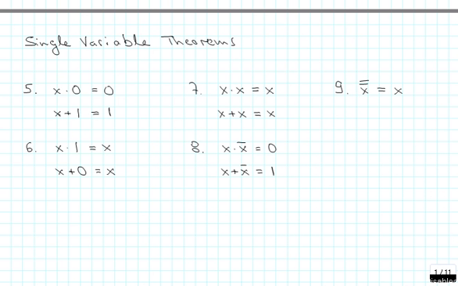From the axioms, we can derive the single variable theorems, which are x and 0 is equal to 0, x or 1 is equal to 1, where x can be either 0 or 1. Then number 6, x and 1 is equal to x, x or 0 is equal to x. So in both cases, we get the variable x back. Number 7, x and x is equal to x, x or x is equal to x. Again, x is a variable which can take on values 0 or 1. Then x and x naught is equal to 0, x or x naught is equal to 1. And finally, x complement and then once more complemented is back to x again. So the naught of x naught is giving us back the original variable.